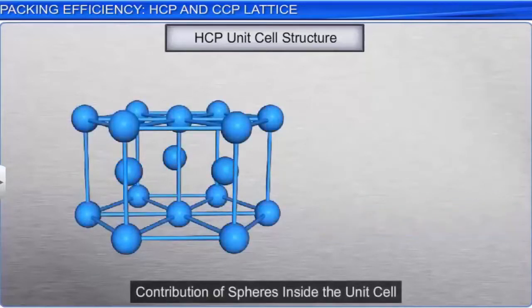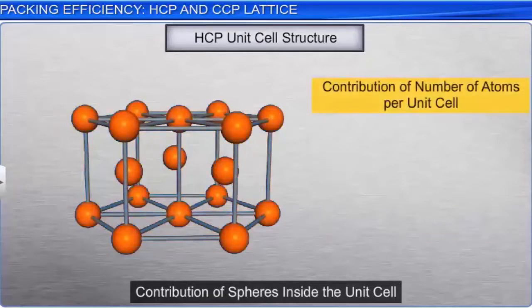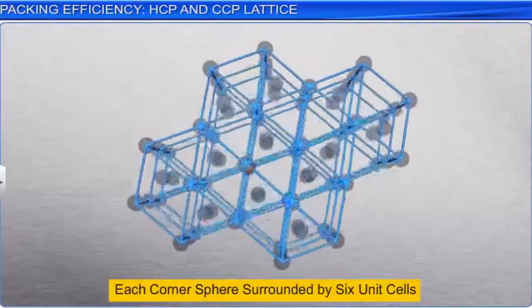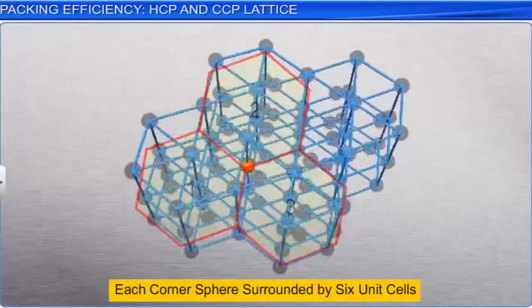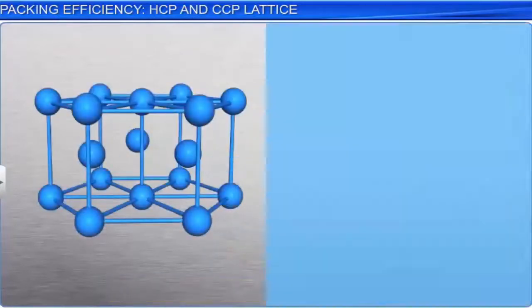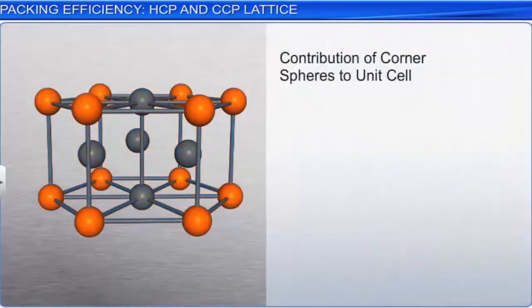You can calculate how many atoms or spheres each HCP unit cell contributes. Each sphere at the corner of a unit cell is shared by 6 surrounding unit cells. So, the contribution of the corner atoms to a unit cell is 12 into 1 by 6, which is equal to 2.